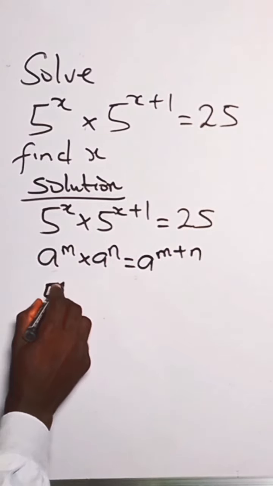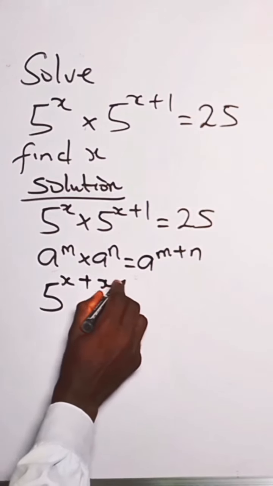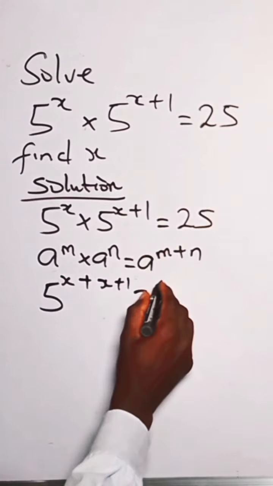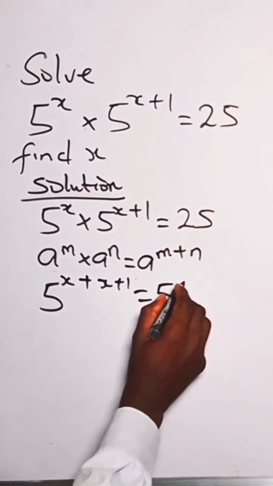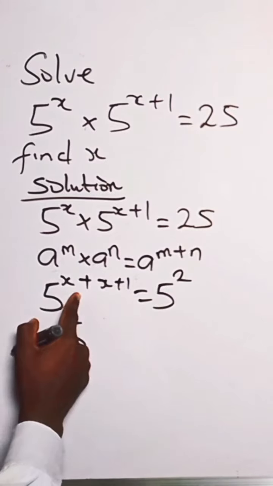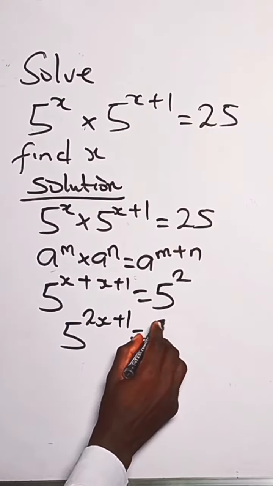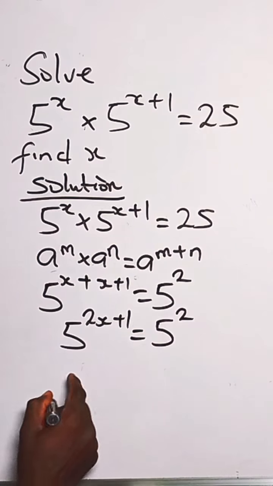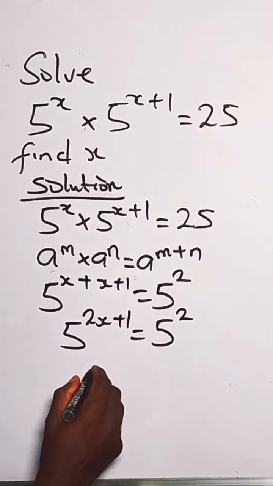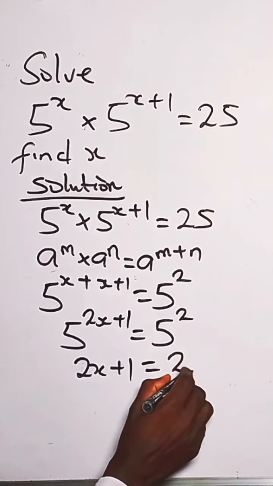We have this as 5 to the power x plus x plus 1 equals, so we write 25 in index form, so we have it as 5 to the power 2. So here we have 5 to the power x plus x is 2x, plus 1 equals 5 to the power 2. Since we have the same base, let's equate the exponents. So we have 2x plus 1 equals 2.